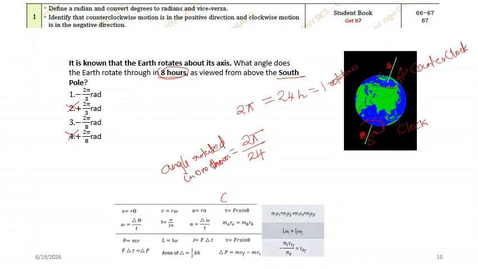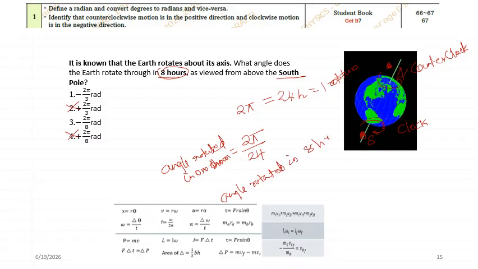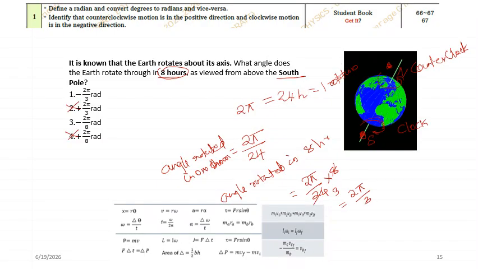So the angle rotated in 8 hours will be equal to the angle rotated in 1 hour, 2 pi divided by 24, multiplied by 8. Okay, so what you can do, you can just cancel it, it will be 3. So you will be getting 2 pi divided by 3.